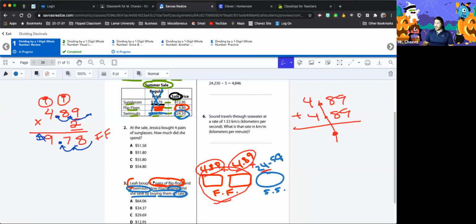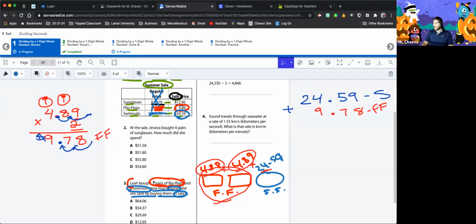Now we're going to add $24.59. Now we need to add the swimsuit. So let me write it over here. The swimsuit was $24.59. Plus, I'm gonna put an S for the swimsuit, and then $9.78 is for the flip-flops. Remember, guys, be sure that when you're adding decimals, you line up the decimals. And here I can put an imaginary zero right there.